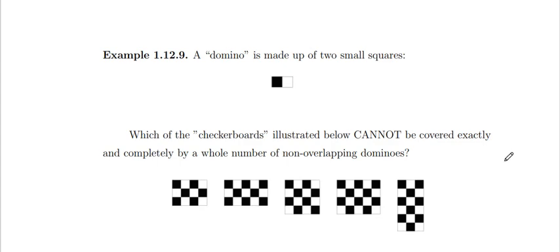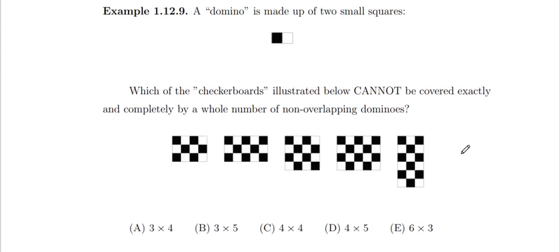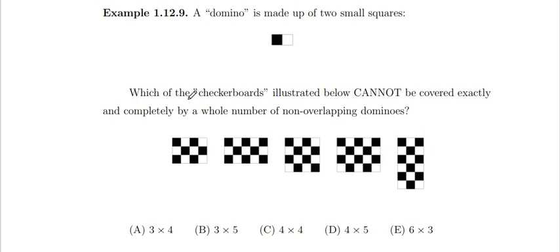So a domino is made up of 2 small squares, one black and one white. Then let's say, which of these cannot be made, cannot be covered exactly and completely by a whole number of non-overlapping dominoes?